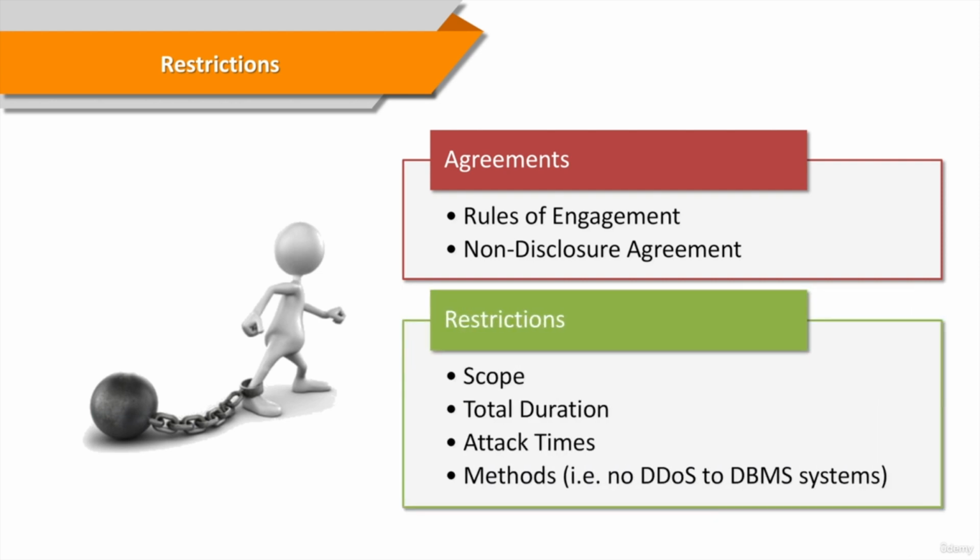Rules of engagement will decide the limits of the pen test. It basically decides the scope, total test duration, the times that the attacks will be performed, and the methods to be used. For example, you should identify whether the DDoS, the denial of service attacks, will be performed as part of a pen test. If it will be performed, the owner is probably going to ask you to perform the attack probably at midnight of a particular weekend.